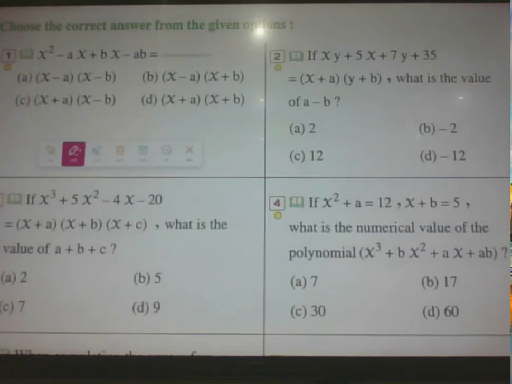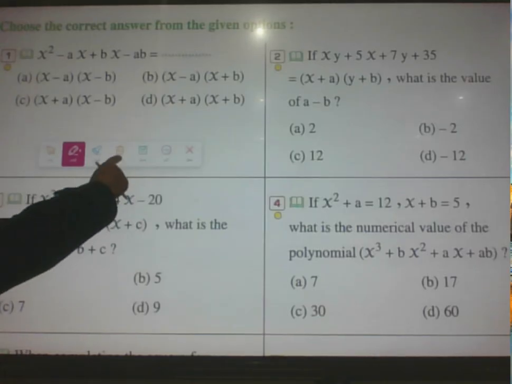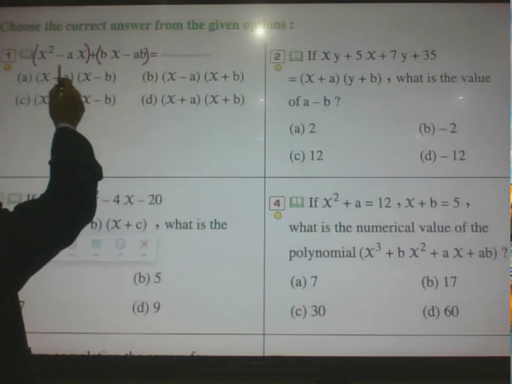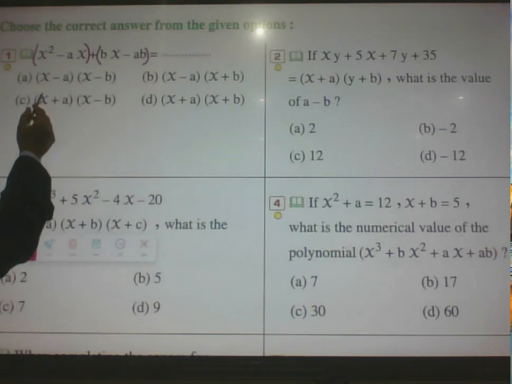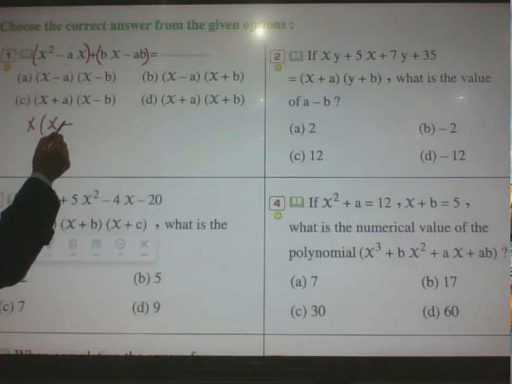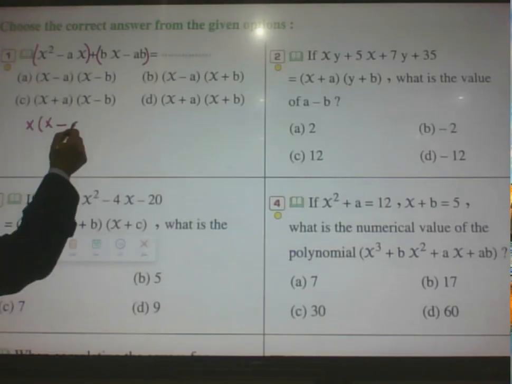Divide this expression into two parts using associative properties. We can write these brackets, first and second. Write the highest common factor between x power 2 and ax. It will be x. And x power 2 divided by x equals x. Then ax, with the negative sign, divided by x equals a.